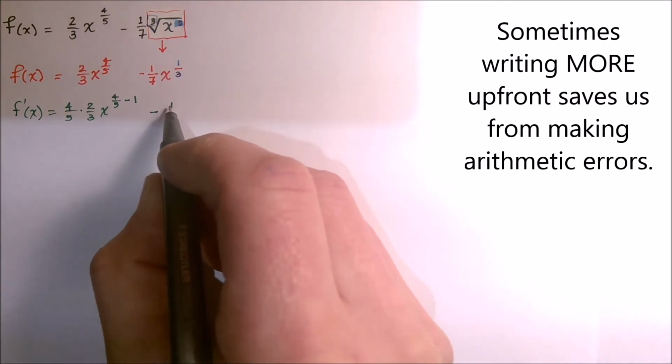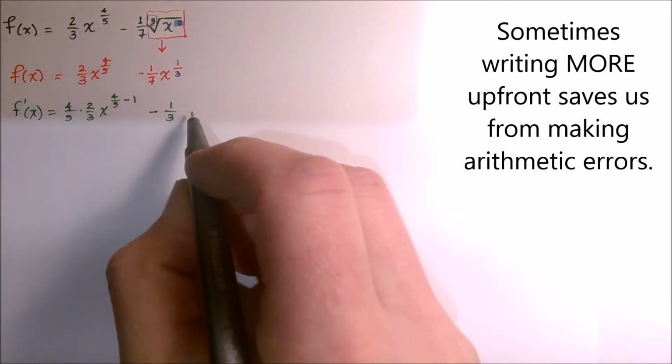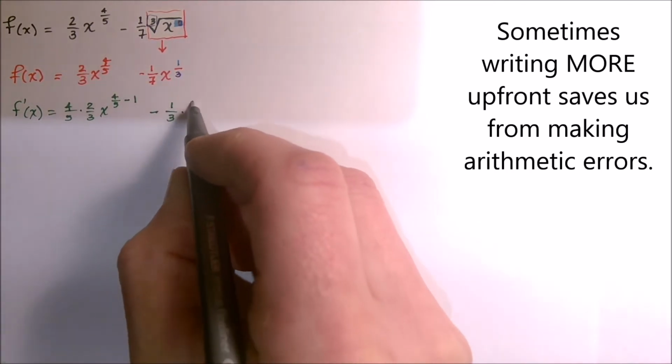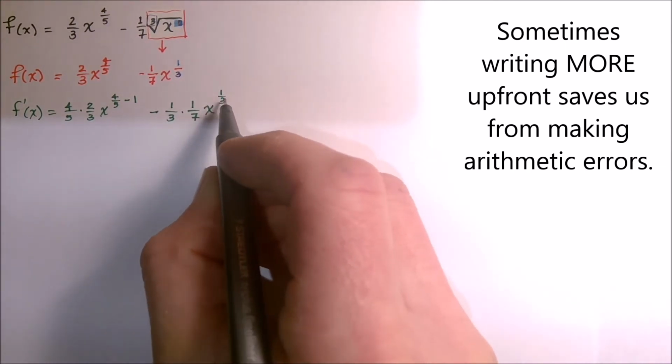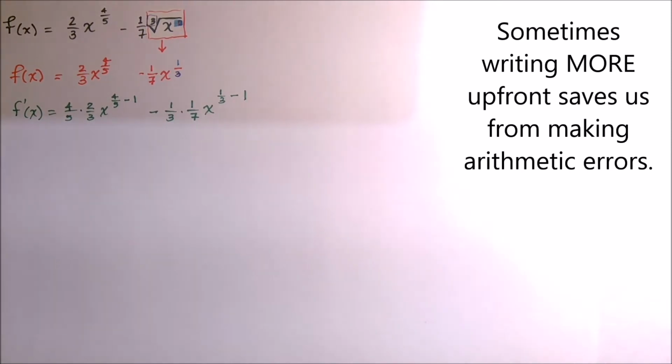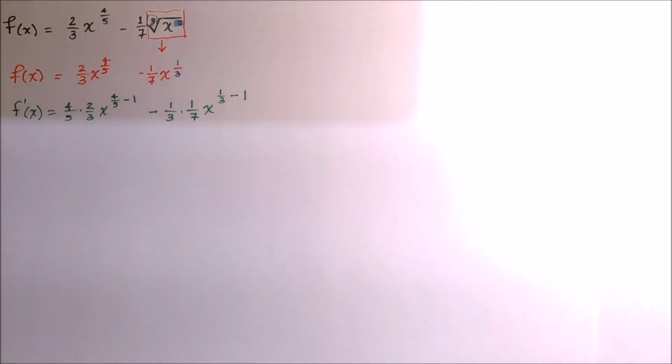I'm taking that 1/3, right? This is the power rule. You multiply out in front. So 1/3 times 1/7 times x to the 1/3 minus 1. At this point, it's just a matter of arithmetic with fractions.